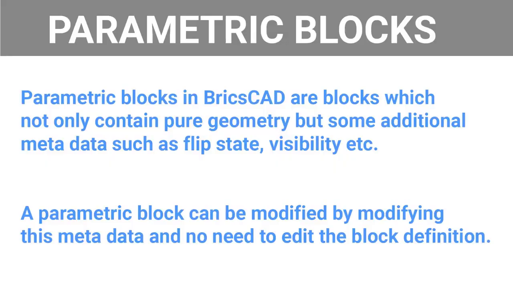Parametric blocks in BricsCAD are blocks which not only contain pure geometry but some additional metadata such as flip state, visibility, etc. A parametric block can be modified by modifying this metadata, with no need to edit the block definition. I'll demonstrate this concept with an example.